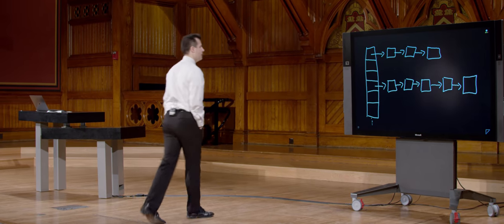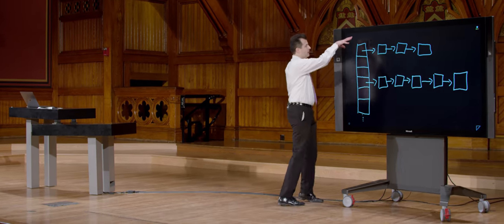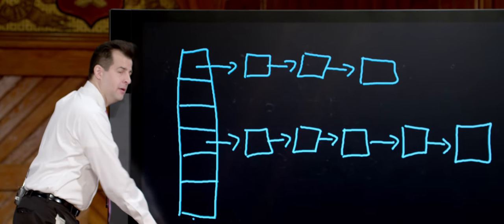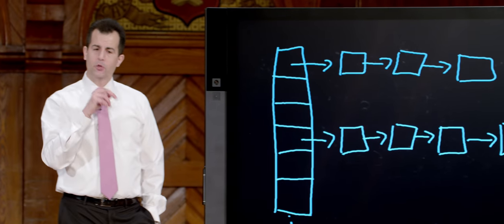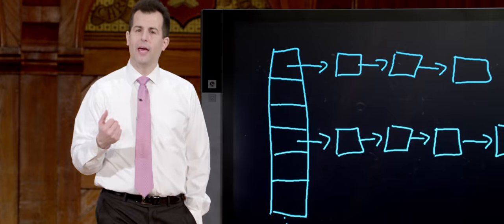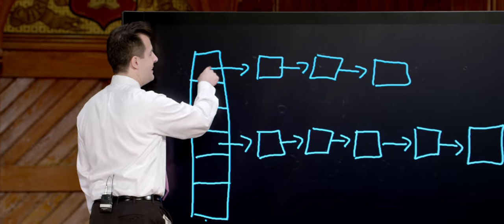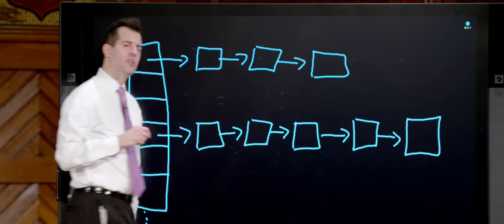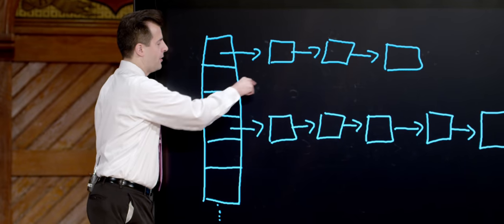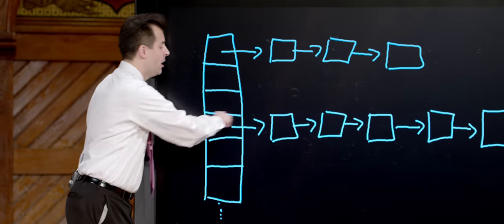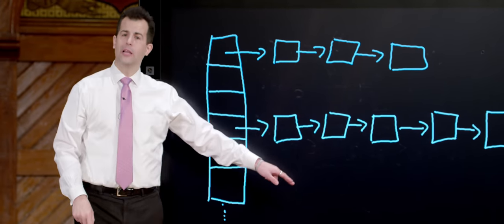So if my hash table has an array of size 26, then maybe if I'm storing names that start with A, I could just put them in this linked list here, the first one. And if they start with B, they'll go in the second one. And if they start with C, the third, D, the fourth, Z, the very last.